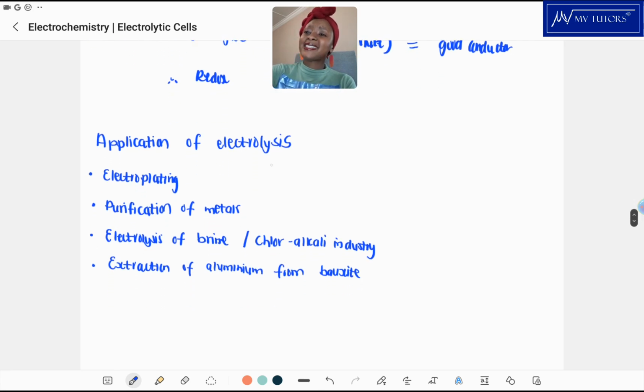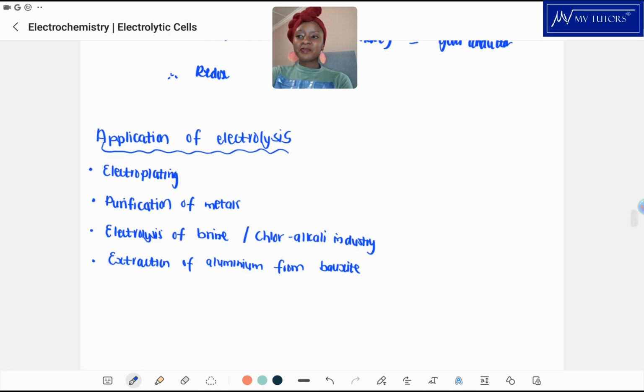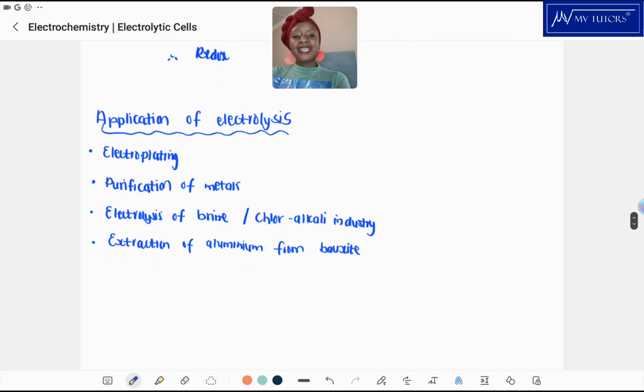Now, what is the application of electrolysis? This is basically what people would ask: why are we doing all of this? Well, first of all, we have electroplating.